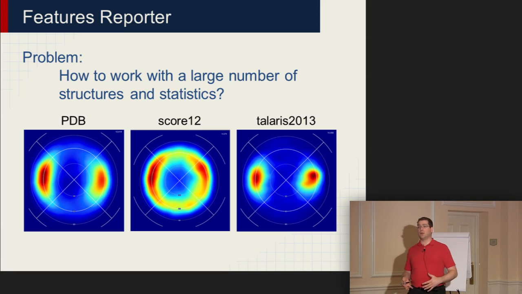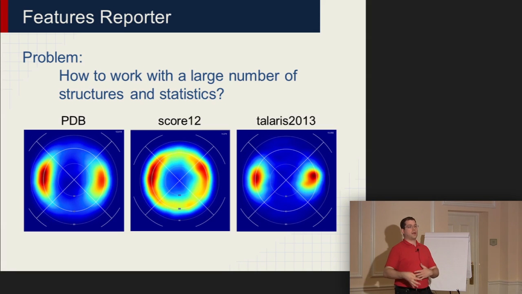One example where this features reporter became useful is in the transition from Score 12 to Talaris 2013. And one of the things that Andrew and Matt O'Meara saw was that if you look at the distribution of hydrogen bonds around certain atoms in the PDB, you get this nice two-lobed feature. This figure was made by taking from the PDB, calculating the geometries of different hydrogen bonding groups of the PDB as is, and then plotting the density of where those geometries fall. But when you start relaxing and minimizing with Score 12, this falls apart. But then when you change the behavior of the hydrogen bonding potential to what we now have in Talaris 2013, you can recover that nice two-lobed feature.